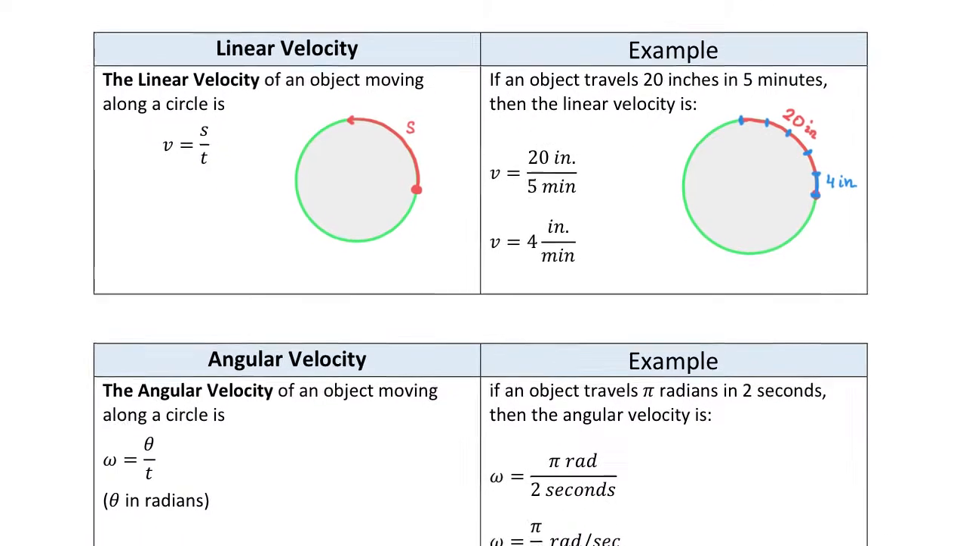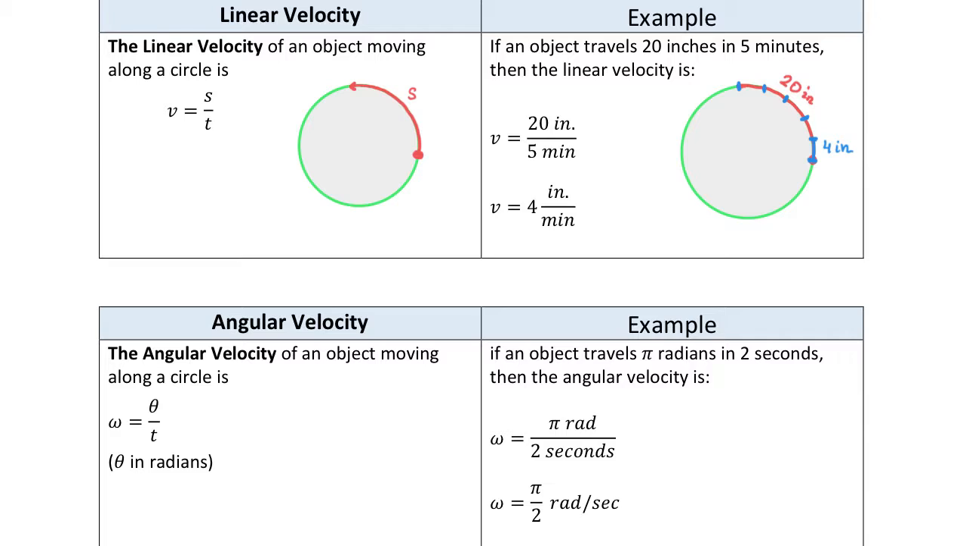Next, we will talk about angular velocity. The angular velocity of an object moving along a circle is omega equals theta divided by t, and theta has to be an angle in radians. In the circle below, we have an object that is moving along the circle. This object travels a certain distance, and the central angle formed is angle theta.